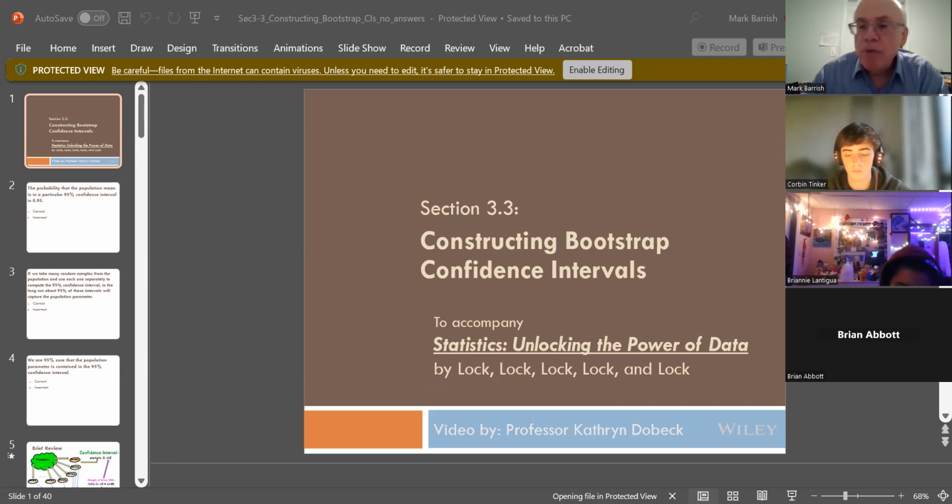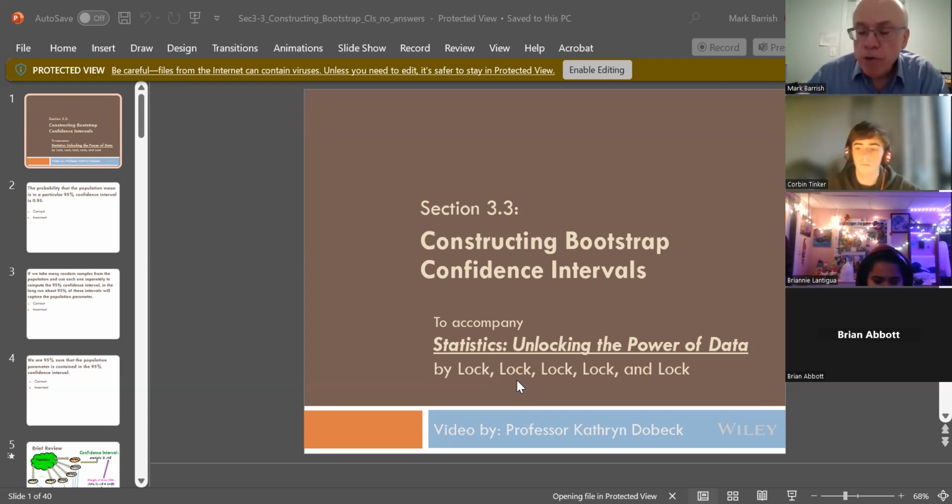So the Lock family, the five Locks who created the textbook and also created StatKey, came up with this idea. Let's create the software, StatKey, and we're going to simulate. We're not going to use formulas yet. We're going to simulate for the construction of confidence intervals, using the software. Now, simulation just means we're mimicking the actual sampling distribution, but we're using a computer software program that allows StatKey to come up with these samples.